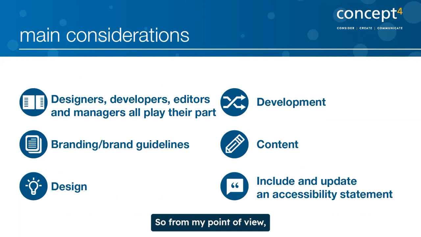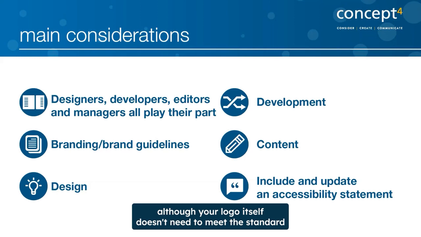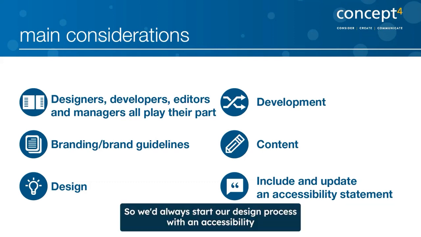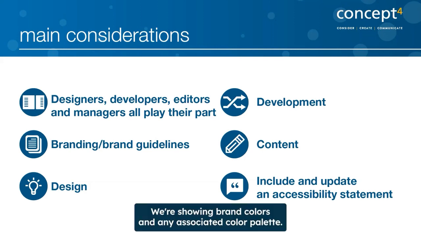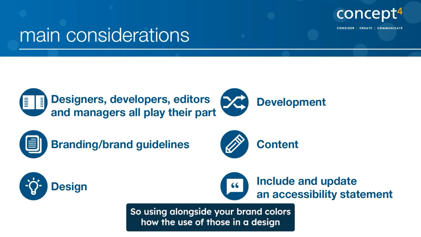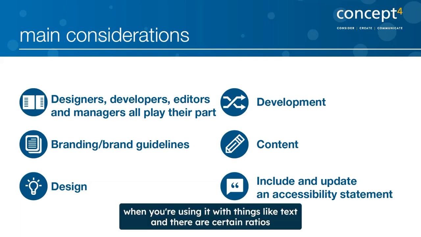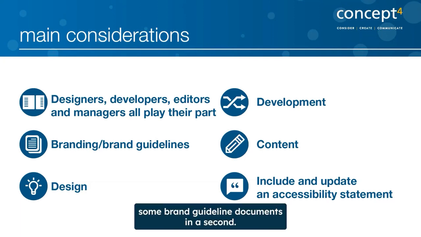So from my point of view, we'd always start with your brand and your brand guidelines. Although your logo itself doesn't need to meet the standard, the associated colors and fonts that you use do need to meet the standard. So we'd always start our design process with an accessibility review of your brand. At a very basic level, we're showing brand colors and any associated color palettes that you're using alongside your brand colors, how the use of those in a design can provide a suitable color contrast ratio when you're using it with things like text. And there are certain ratios that need to be met for level AA. I won't go into the finer points of that too much, but I will show a couple of examples of some brand guideline documents in a second.